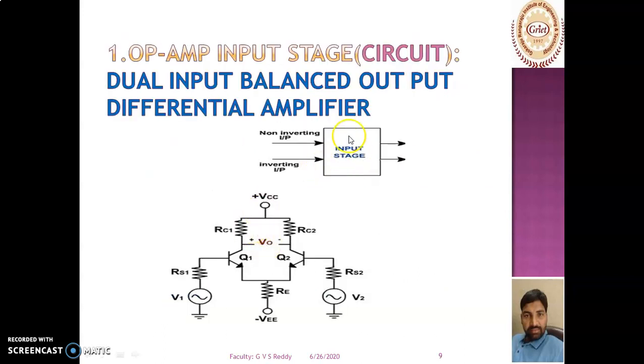So here, this is the first block. It consists of two inputs, two outputs. This is the internal circuit diagram of the dual input balanced output differential amplifier. Here it consists of two transistors. With the two inputs at the base terminals of both the transistors, we need to apply the actual inputs. Now the output is taken between the two collector terminals. So two inputs are applied and output is taken from the two output terminals of both the transistors, at both the collector terminals. So this is the dual input balanced output differential amplifier circuit.